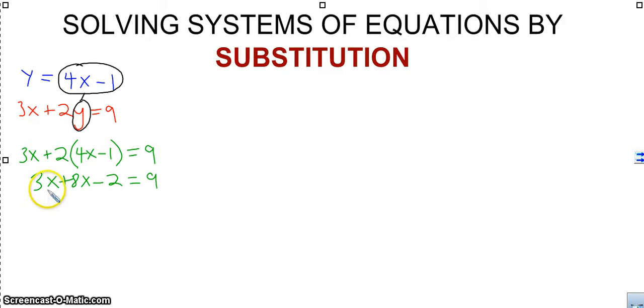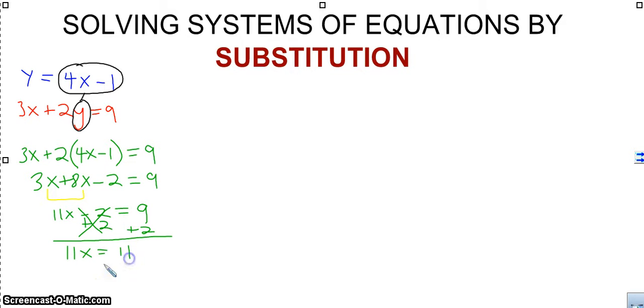And right here we can see we have like terms. So 3x plus 8x is 11x, minus 2 equals 9. Let's add 2 to both sides. This is going to cancel out. Now we've got 11x equals 11. Divide both sides by 11. x equals 1. All right, we're just about halfway there.